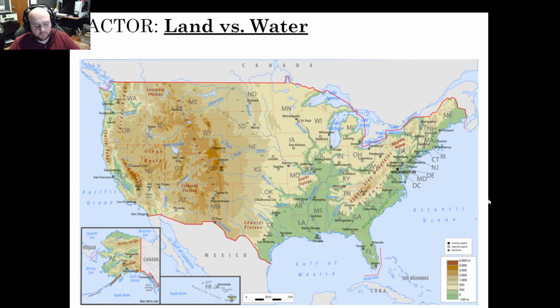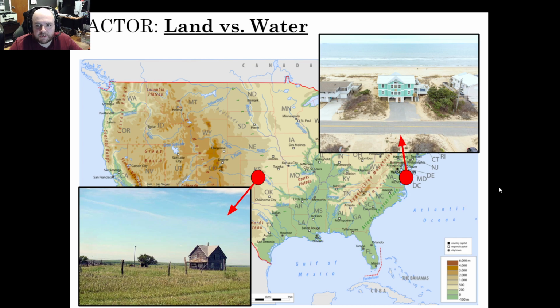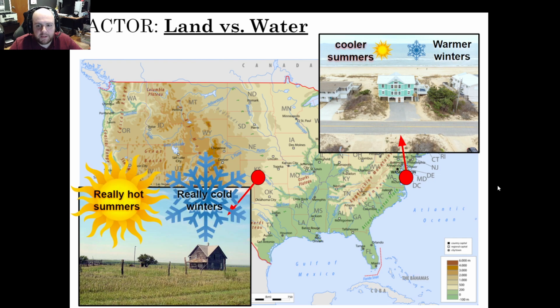Okay, our next factor is land versus water. So, where you are located in terms of on the continent, even just here in the United States, is going to also affect your climate. If you're closer to the water, you're going to have a different climate than if you're in the middle of the land. So let's look at some examples. Here's a house on the beach versus a house on a prairie of Kansas. They're going to have two very different climates throughout the year.